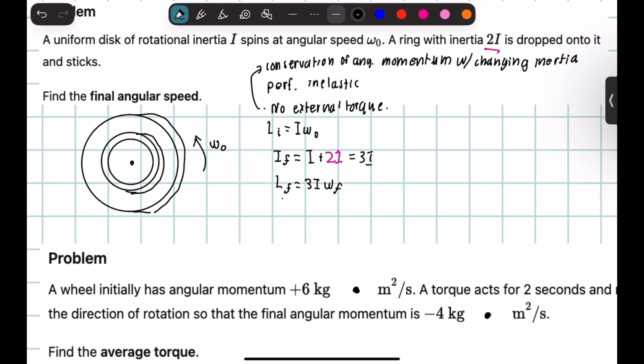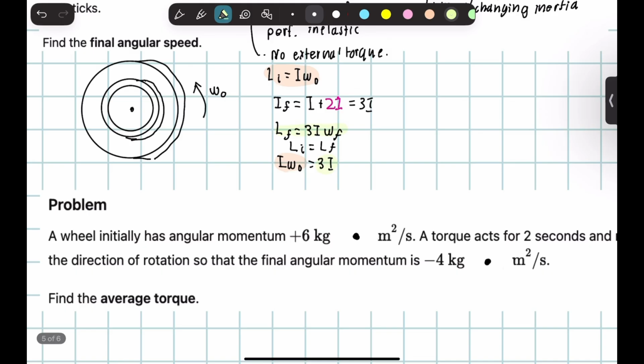Now, if you set them equal to each other, you have I times initial angular velocity is equal to 3I times WF. And this is because we set from the conservation of angular momentum L initial is equal to LF. Let me finish writing this expression. Now we just want WF. So that's just going to be W initial over 3. So that is going to be your solution.